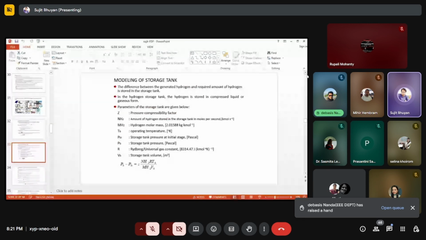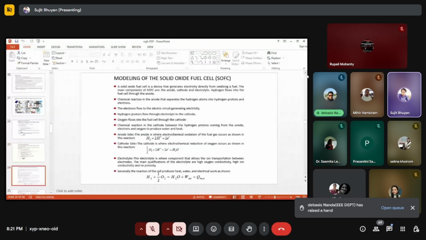This is the simulation model and a mathematical equation of the storage tank. And this is the fuel cell and the mathematical equation of the fuel cell. Previously, I told you H2O is divided into hydrogen and oxygen. So you can see that H2 plus half of O2 gives H2O plus electrical energy and generated heat.